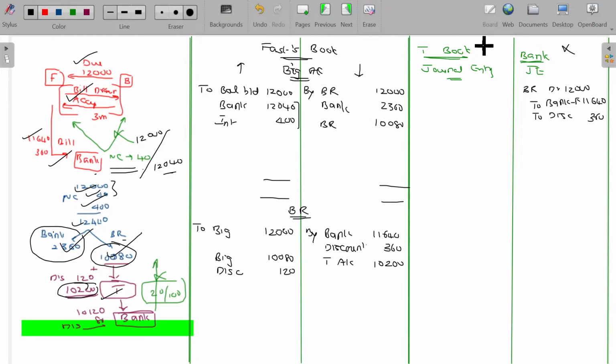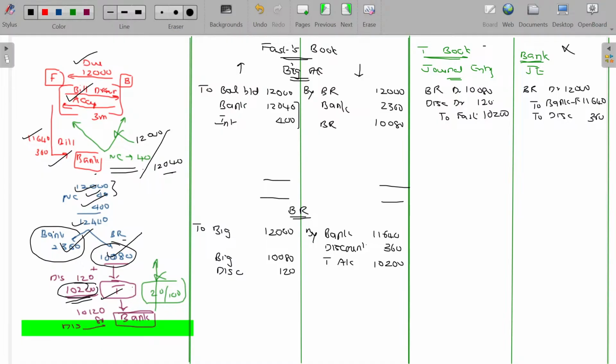Now we have to pass the journal entry in the books of T. Now T gets the bills from whom? Fast. So the journal entry here being BR account debit for T. Big being one of the debtors, now he says I am going to collect the money from big fast. For collecting the money from fast, he gets only the BR. So BR account debit to fast account. The actual amount recoverable from fast being 10,200, but we got a bill worth rupees 10,080. The difference between these two, 120, will be called a discount. Okay, this is discount.